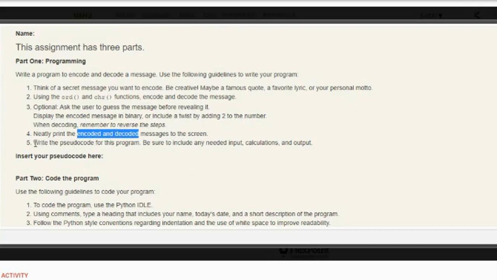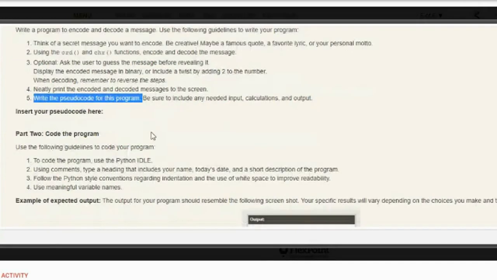So be sure to write the pseudocode, your little plan on what you're going to do, right? I'm going to define main. I'm going to put my comments with my name and stuff. I'm going to set this value to this quote. I'm going to encode that into ASCII. I'm going to print the ASCII version. I'm going to decode that using the ordinal, put it back into characters, and print the message.